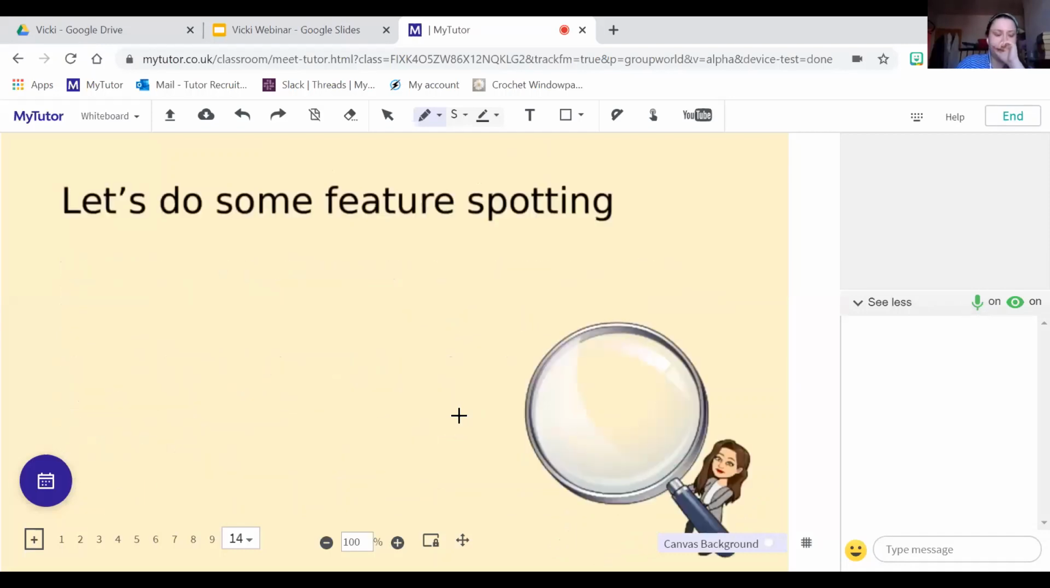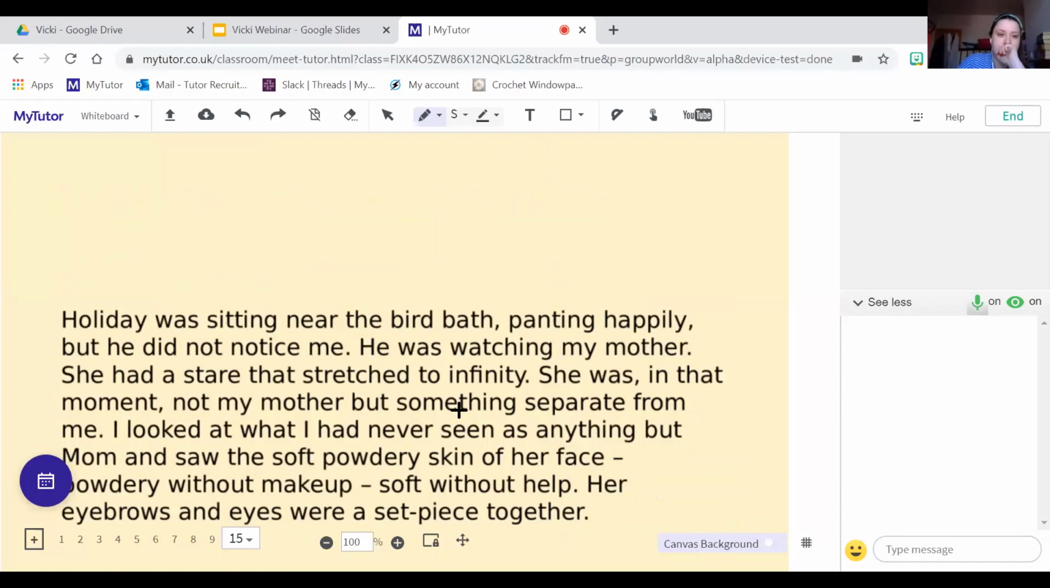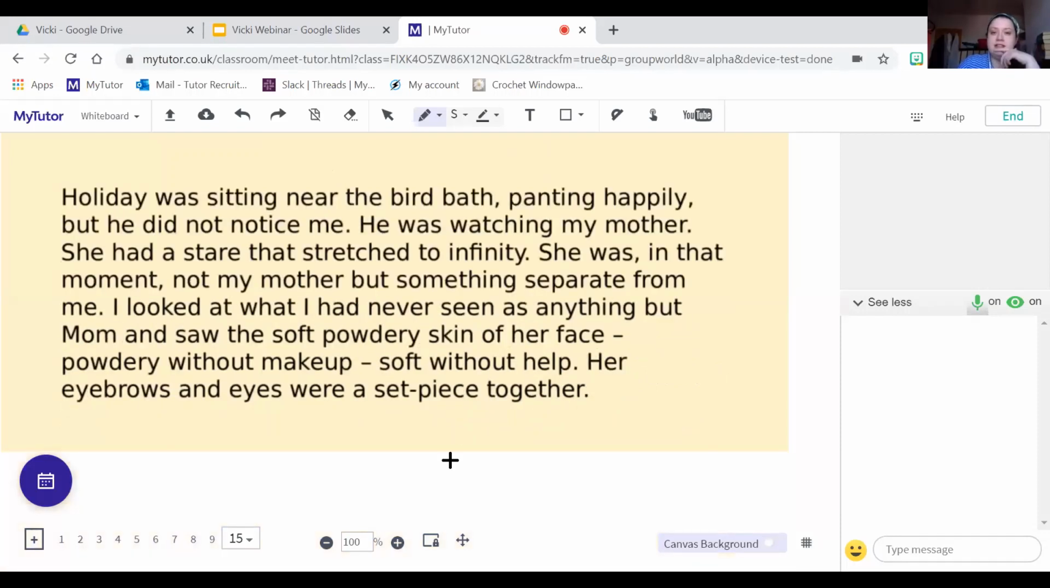So let's have a look at feature spotting. What can we find? I'd like you to shout some things that you think you can find out for me. Don't worry about sending me the quotation, but I'm interested in what you can find. I'm going to give you 2.5 minutes maybe to see what you can find from that little bit of text there.